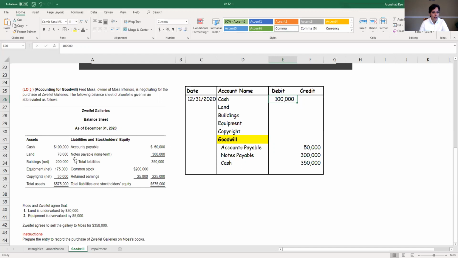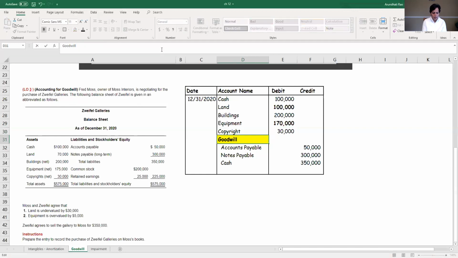Now, what did we say about land? We're going to bring it into our books at 70 plus 30, which is 100,000. Buildings are 200,000. No change in buildings, I keep it at 200,000. The equipment, 175, I'm going to bring it in at 170, 175 minus 5, because I said they've overvalued equipment by $5,000. Copyright, nothing is mentioned, so I assume it's still the same number, 30,000.